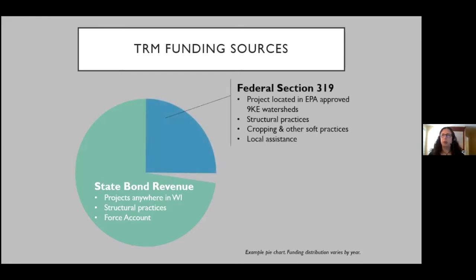Federal 319 project funds also comprise a significant piece of the overall funding available and can be used for both cropping practices and local assistance. However, these funds can only reimburse work done in areas covered by an EPA-approved 9 key element plan.